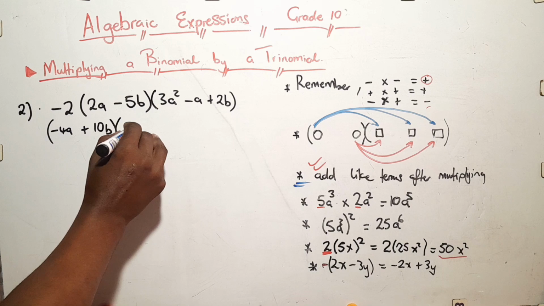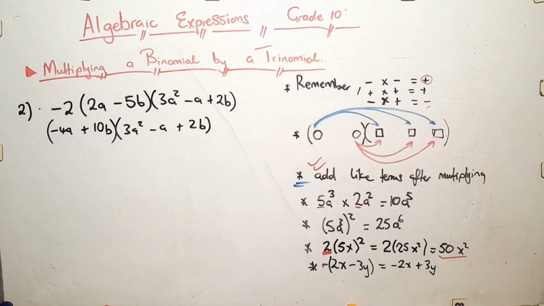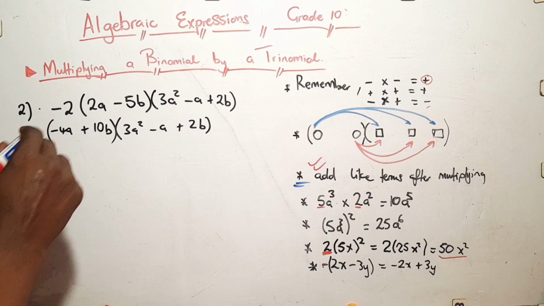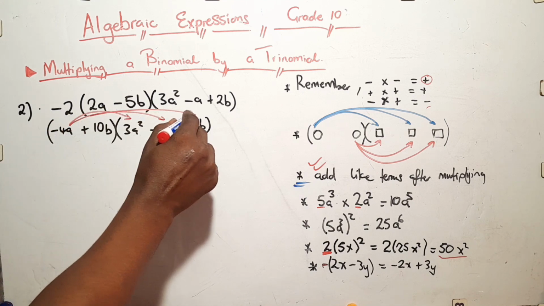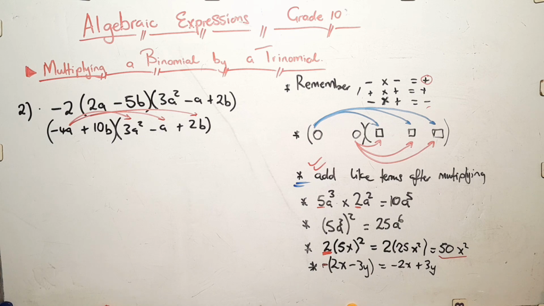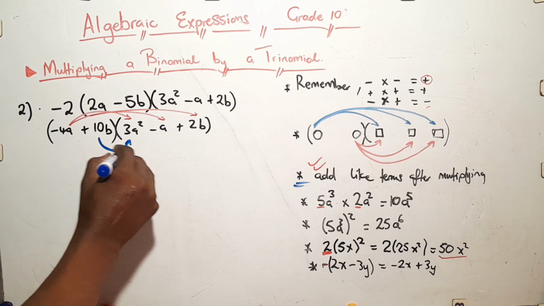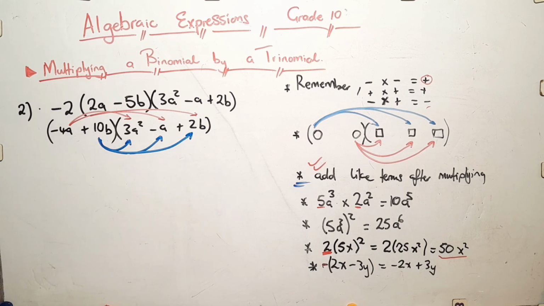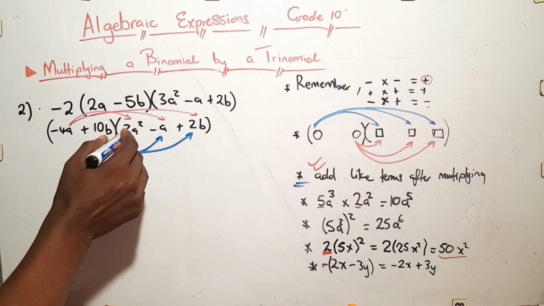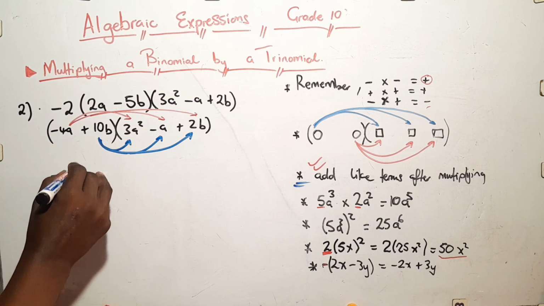So this is multiplying 3a squared minus a plus 2b. Again, remember that this term is going to multiply that, that, and that. And the second term is going to multiply that, that, and that as well. So let's take a look. Negative 4a multiplied by 3a squared gives us negative 12a cubed.